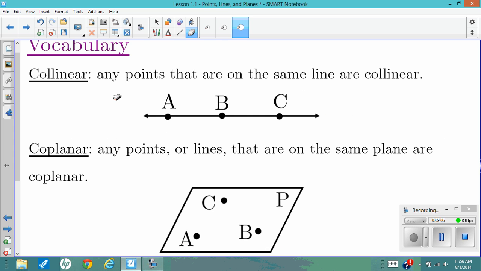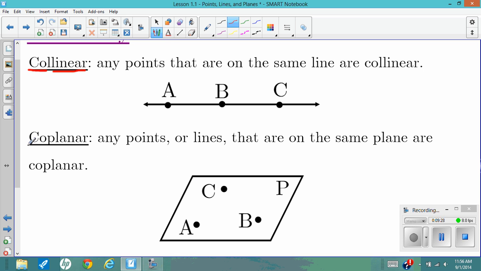A couple more vocabulary words. If points are called collinear, that means they're on the same line. Notice the beginning of the word, co. Co means together. Linear means on a line. So points A, B, and C are together on the same line. They are collinear.